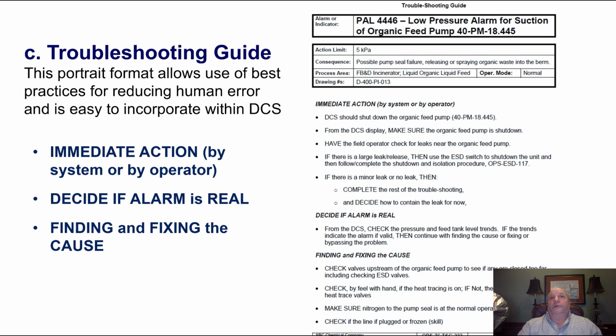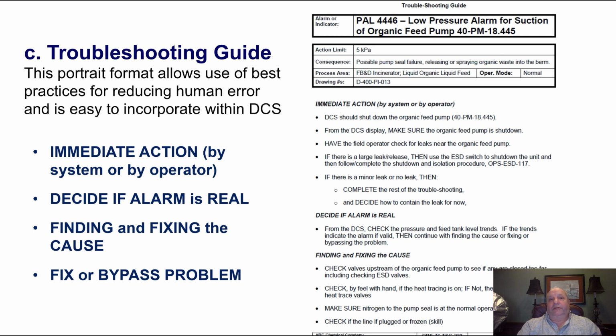Then they would know best how to find and fix the problem, find and fix the cause, and finally, whether they can have a permanent fix right away, or bypass the problem, or whether they have to go all the way to a shutdown. So each troubleshooting guide has these 4 sections in it, and there might be a few bullets in each section.